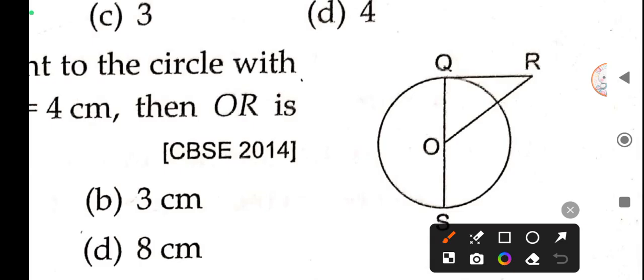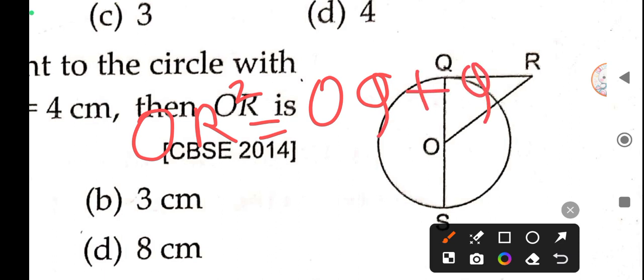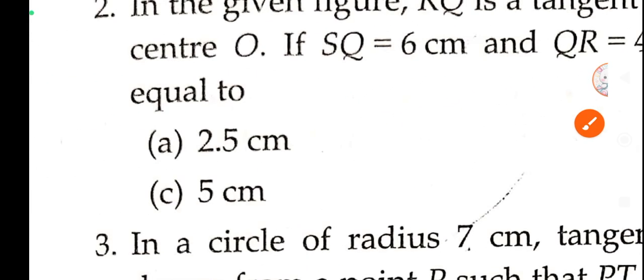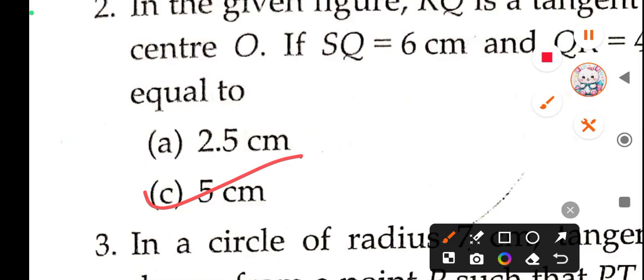But if you are trying to calculate, then OR is equal to the square root of OQ square plus QR square. So from here you get 5 centimeter. We have 5 centimeter in option C, so option C would be the right answer.